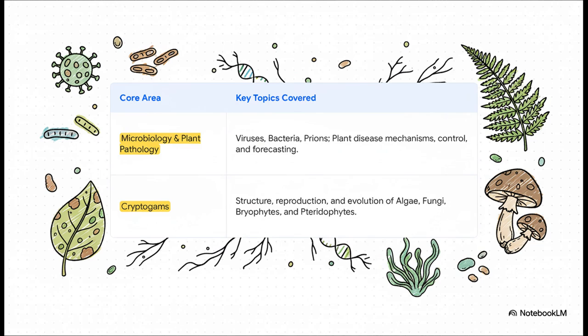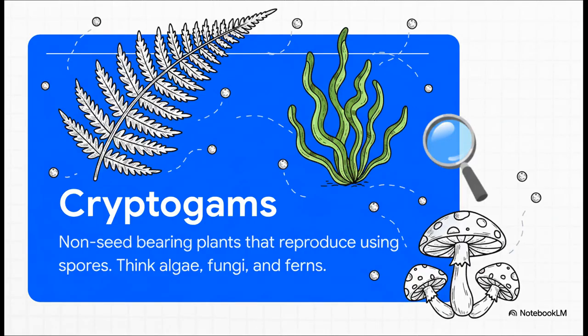Section A is really built on two main pillars. First, you've got microbiology and plant pathology, where you'll study everything from viruses and bacteria to the molecular basis of how plants fight off disease. The second pillar is cryptogams, which covers the structure, reproduction, and evolution of groups like algae, fungi, and ferns. And just to be crystal clear, when we say cryptogams, what are we talking about? We're talking about plants that don't produce seeds. Instead, they use spores to reproduce.